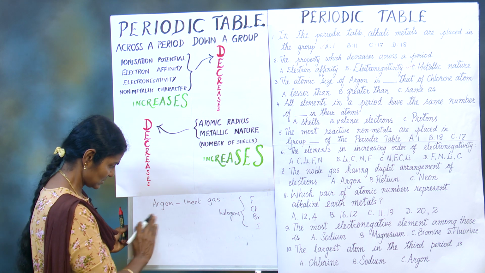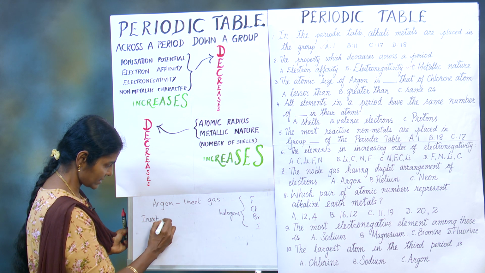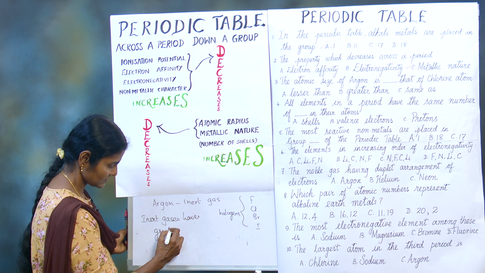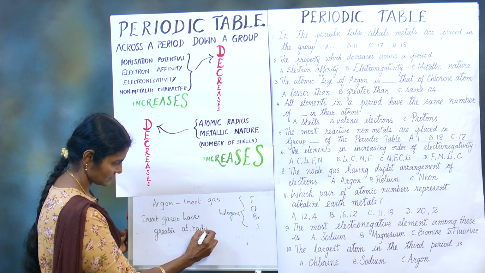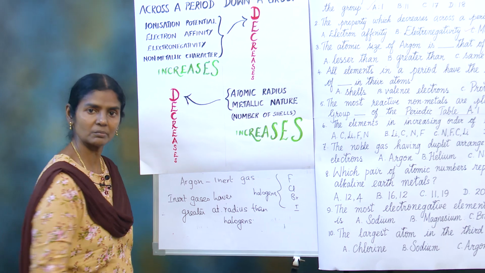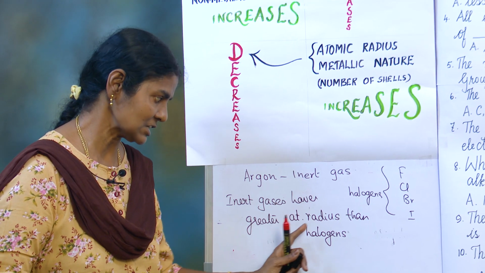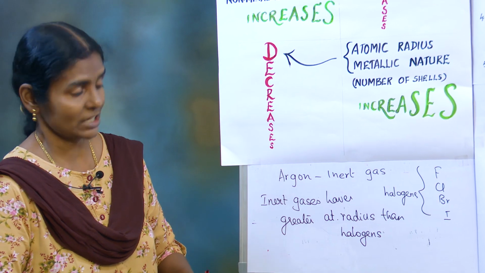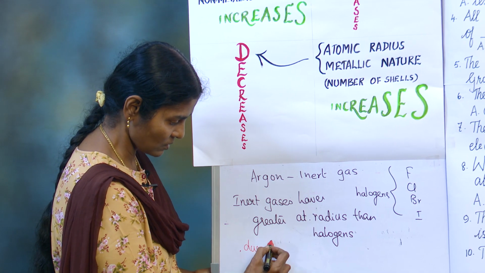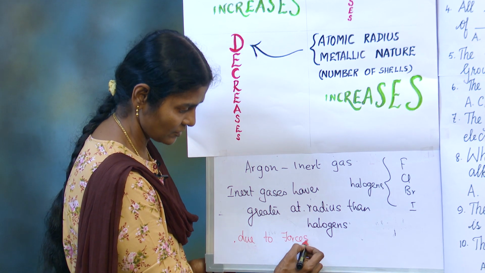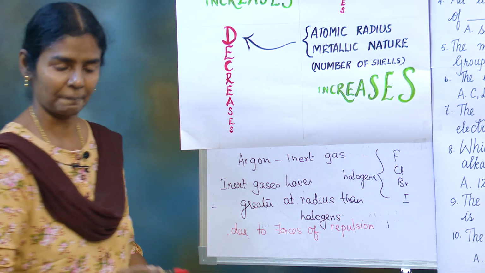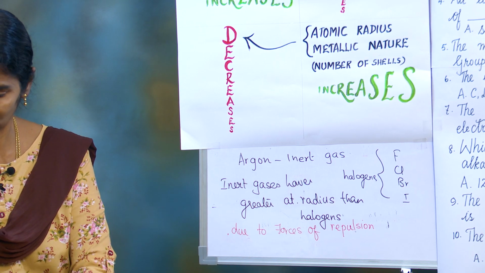Why would it have that? Okay, so you note down, inert gases have greater atomic radius than halogens. This is very, very important. These are the important points that we need to remember. So, inert gases have greater atomic radius than halogens. Now, we will go back to that. Why it has greater atomic radius is due to forces of repulsion. This also we should learn. Due to forces of repulsion.